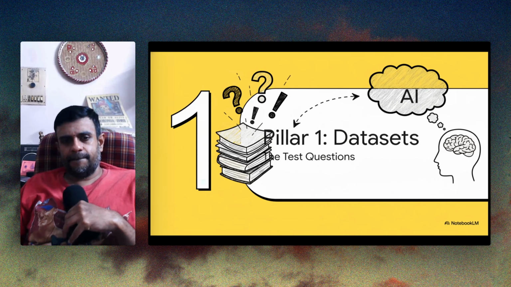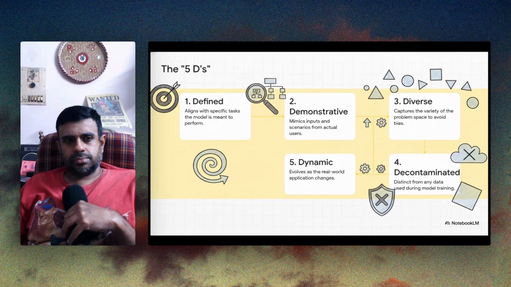So if you're going to test an AI, you first need a really, really good set of exam questions. But what exactly makes a test question good in this context? Well, a great dataset follows what we can call the 5 Ds. First, it's got to be defined. You need to know what you're testing for. Is it a medical AI or a creative writing AI? The test has to match.